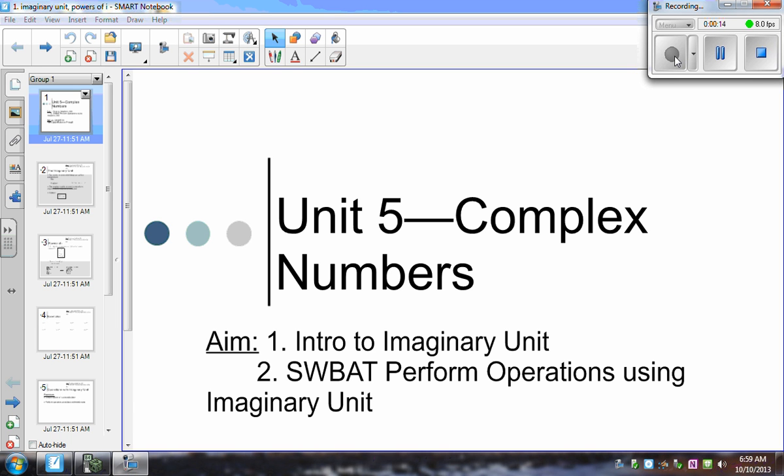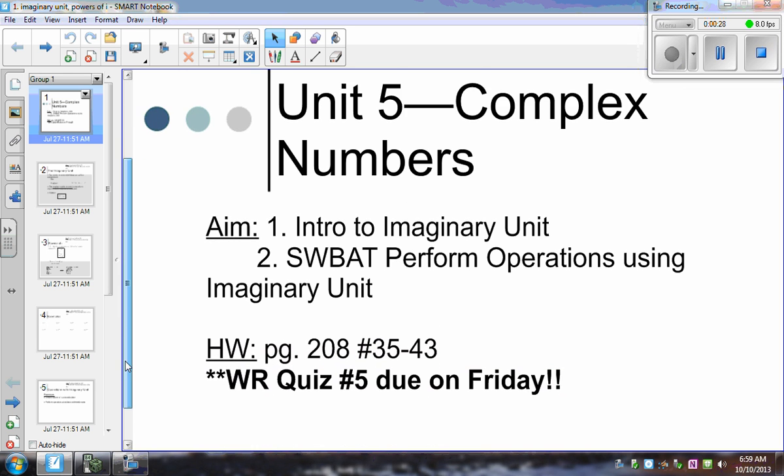But to keep you on pace, we're going to talk about and introduce to you guys the concept of the imaginary number system and dealing with operations in this system. It's pretty easy work. A lot of it's calculator based, so hopefully you guys will catch on pretty quickly and do what you need to do for yourselves.